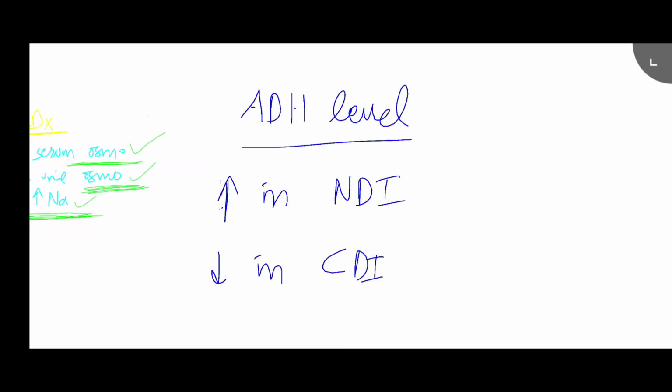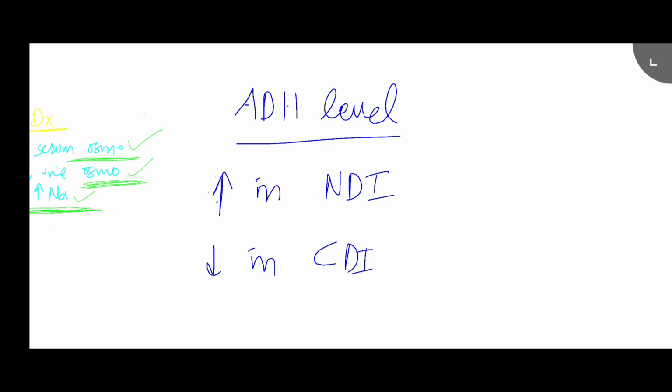Now let's go towards the ADH level. ADH level in central diabetes insipidus, we know that they will be lacking, totally or partially. While in nephrogenic diabetes insipidus, the ADH is even high, but the kidneys are resistant to that. So the ADH is high, but it's not actually acting where it should act. So again, increased serum osmolality, decreased urine osmolality, hypernatremia, and the ADH levels.